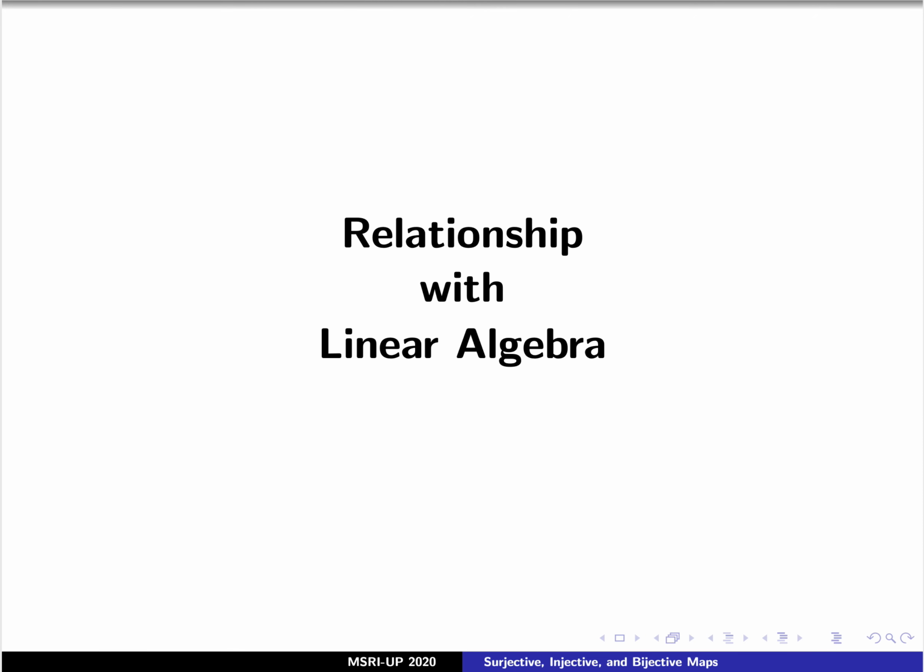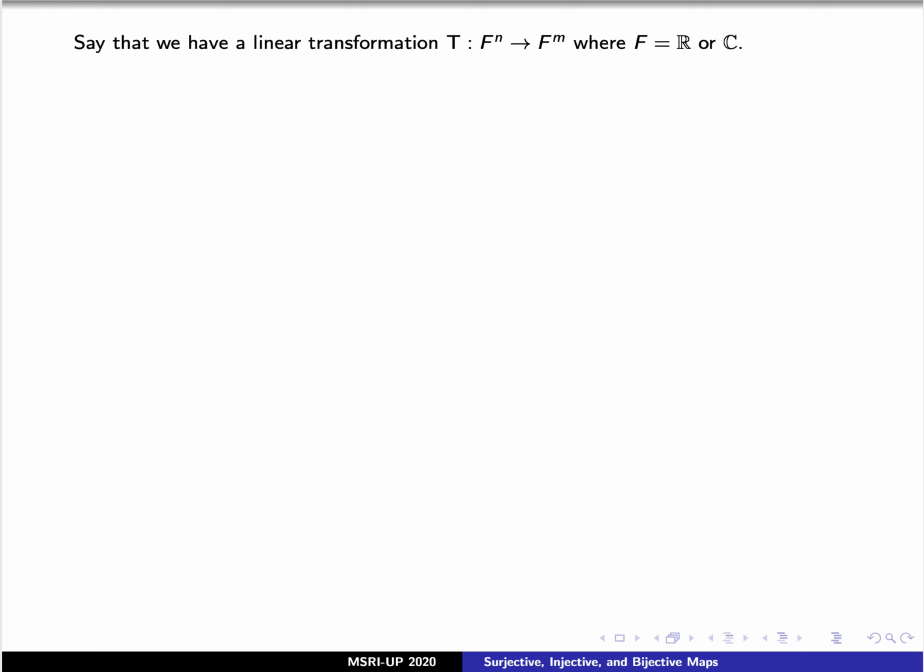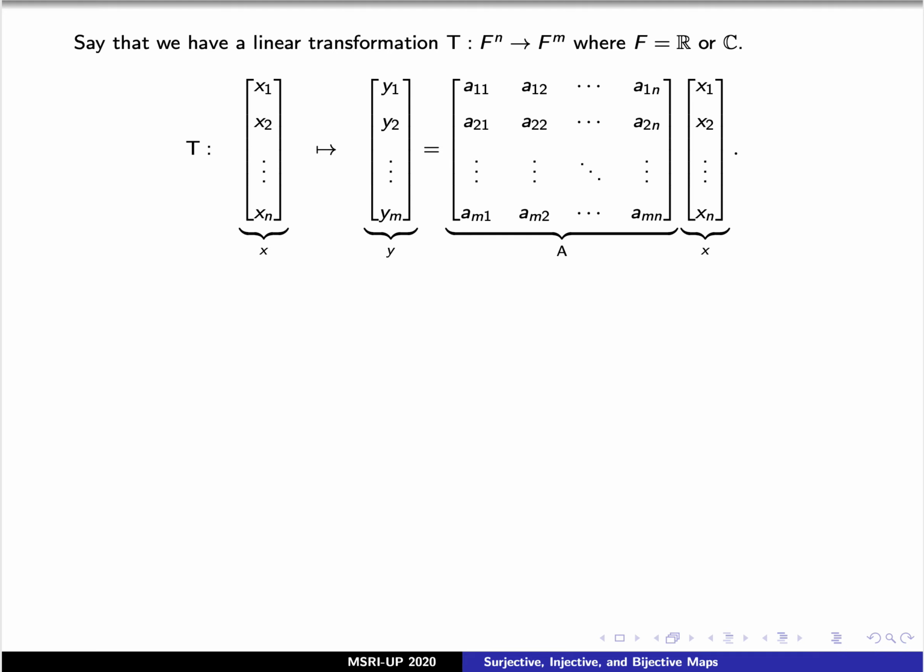I'd like to explain how this is related to linear algebra for those that are familiar with the subject. Say that we have a linear transformation going from a vector space of dimension n, Fn, to a vector space of dimension m, Fm. And here it doesn't matter whether F consists of the real numbers or the complex numbers. As we learn in linear algebra, such a linear transformation is equivalent to matrix multiplication.